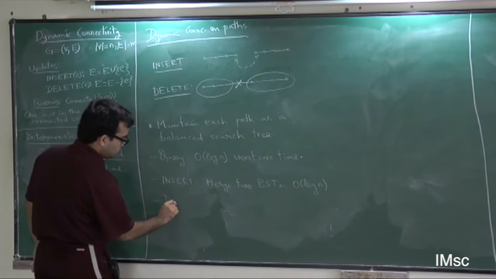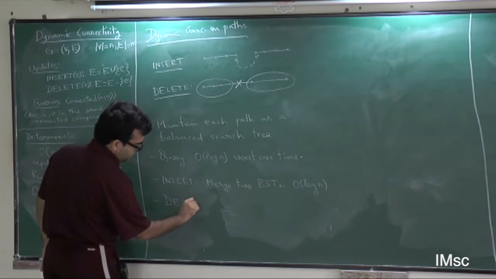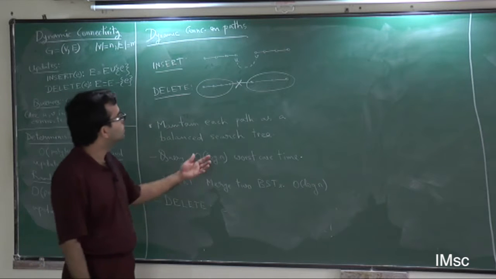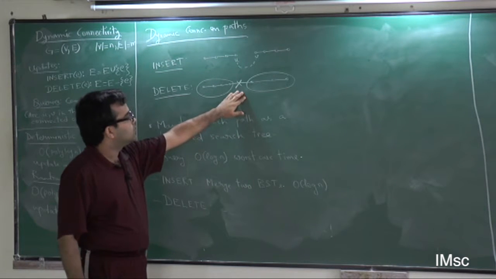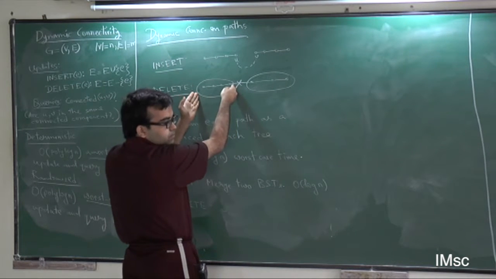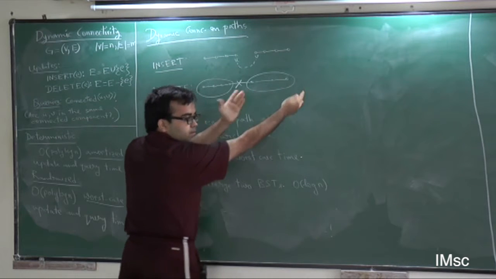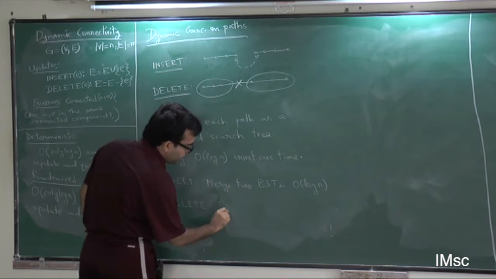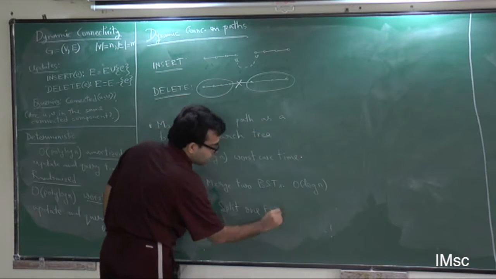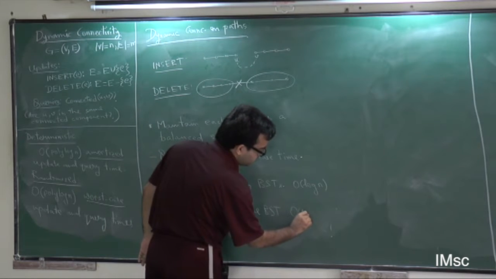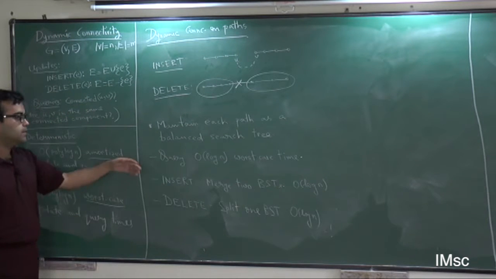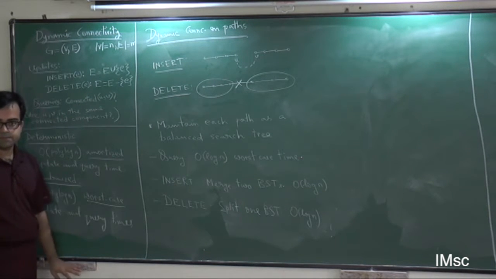Okay. What is delete? For delete, basically you have this sorted list and you are splitting it into two halves. The first half is this one, the second half is this one. So, delete operation will just be split one BST. And this is also known to be in order log n time. So, basically you can solve this problem on paths in log n worst case update and query times.